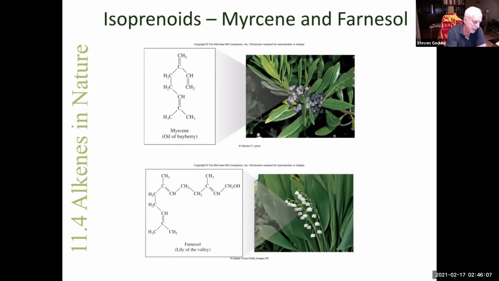Myrcene is oil of bayberry. Farnesol is like lilies of the valley. That one has 3 double bonds, and so it's the top one too. They have 3 double bonds in the compound, and you can see how they're either cis or trans.